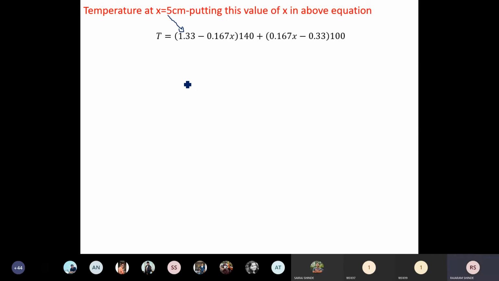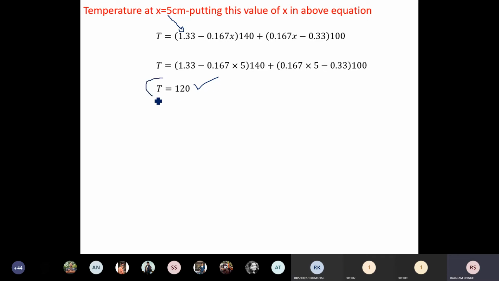Now what is the value of that? 119.93. That is 120, na? It is 120. Is it correct? Whether it is correct or wrong? Yes, sir. Okay.